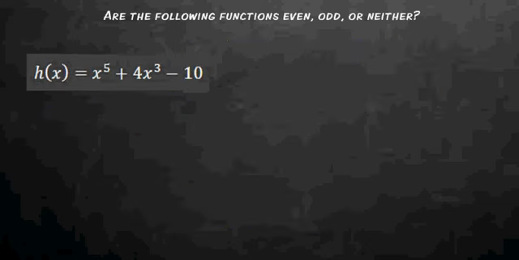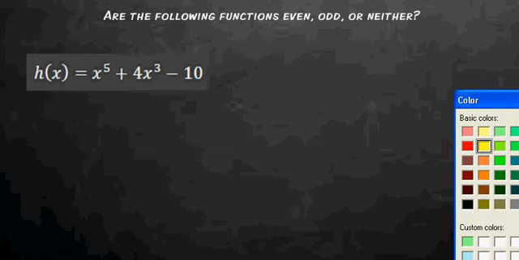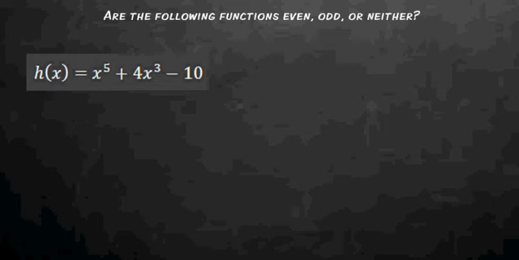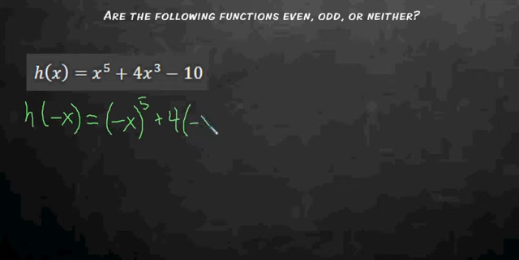Okay? Final example. We have h of x equals x to the 5th plus 4x to the 3rd minus 10. So we want to tell if this function is even, odd, or neither. So here we go. H of -x, remember that's our test. We're going to put -x in for all of our x's. So that would be -x to the 5th power plus 4 times -x to the 3rd power minus 10. Okay, and we're going to clean that up.